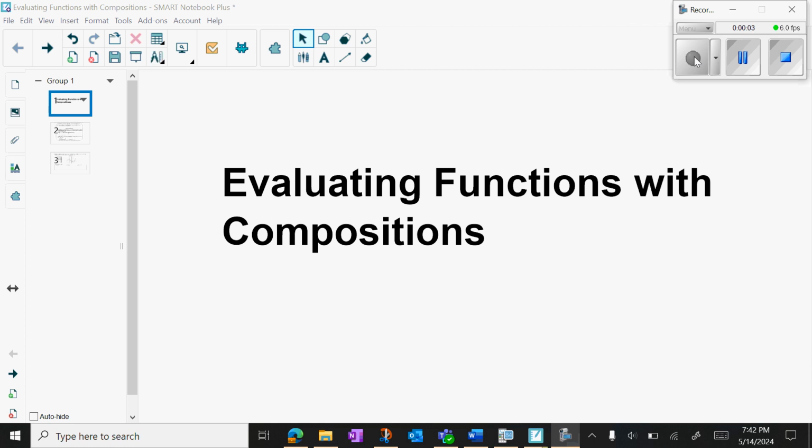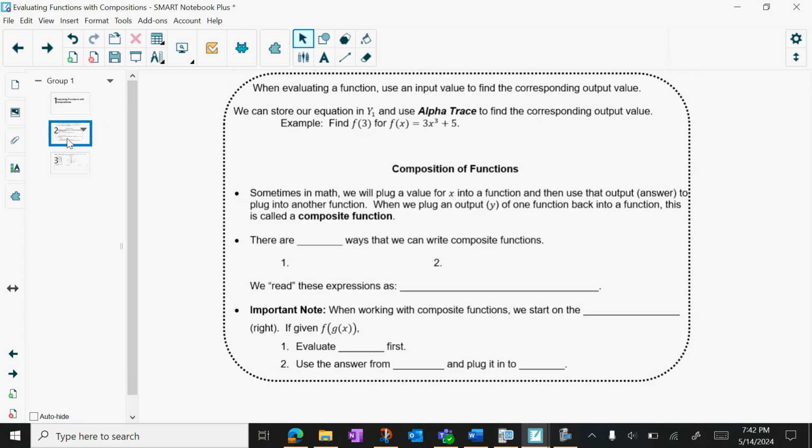Hi everyone, in this video we will be evaluating functions with compositions. When evaluating a function, we use an input value to find the corresponding output value. A new technique that we should be using is we can store our equation in y1 and use alpha trace to find the corresponding output value. Let's look at an example.